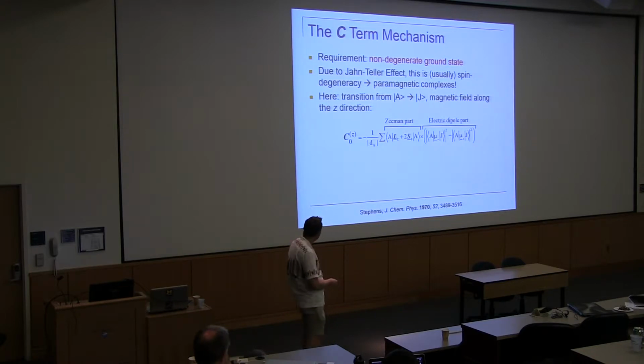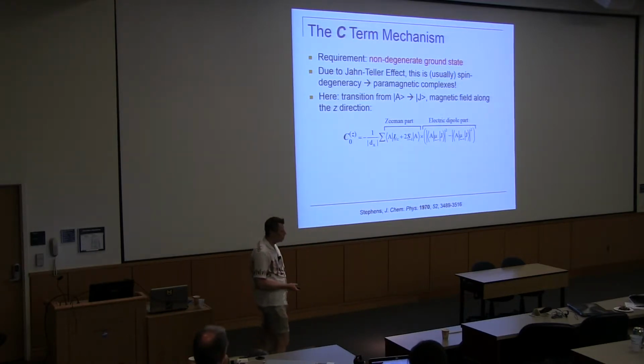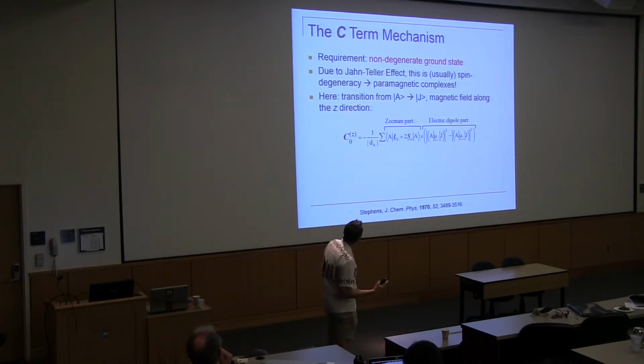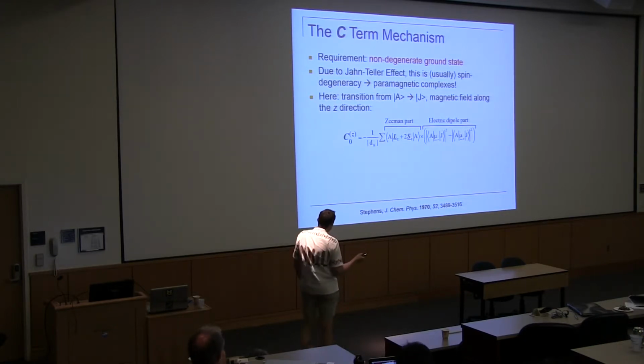Here's the equation. It looks otherwise relatively similar to the A term. We have again a Zeeman part here. Now, of course, this is the Zeeman effect in the ground state, so splitting the ground state into the magnetic sublevels. And then we have our electric dipole part again, describing the difference in absorption of the left and right circularly polarized light.